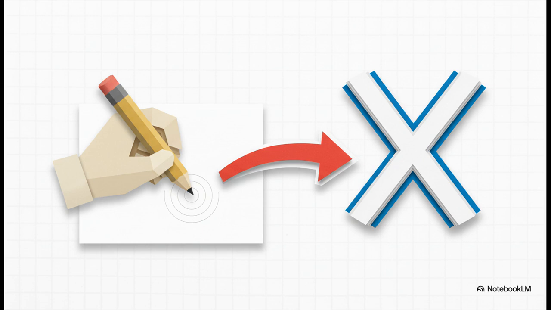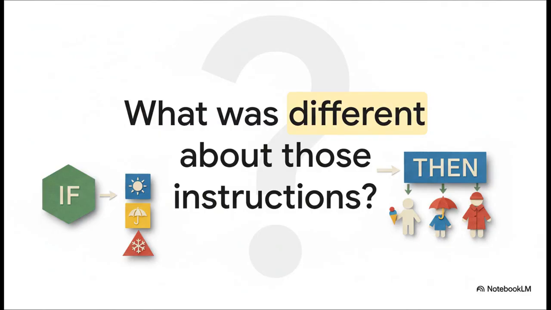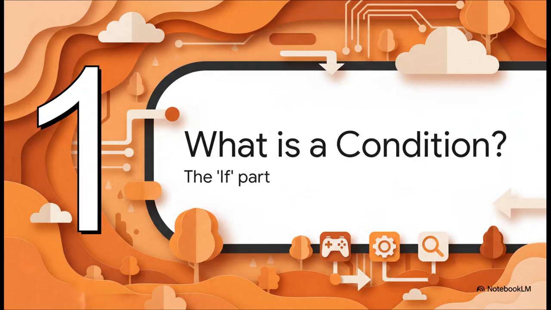See? This one's a little different, right? It depends entirely on what's happening in this exact moment. So let's think about that. What was so different about those instructions compared to me just saying, hey, draw a square? Well, in every single case, you had to check something first, didn't you? You had to ask yourself a little question before you knew what action to take. And that little if part of the question, well, that's the key to this whole thing.